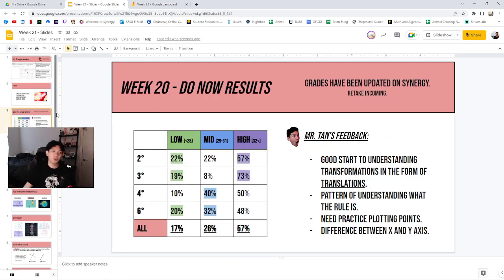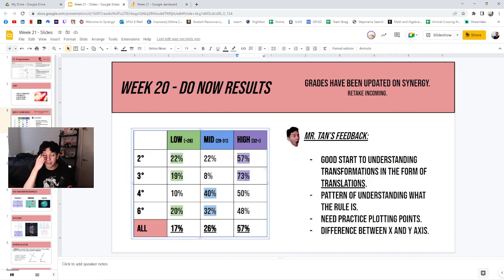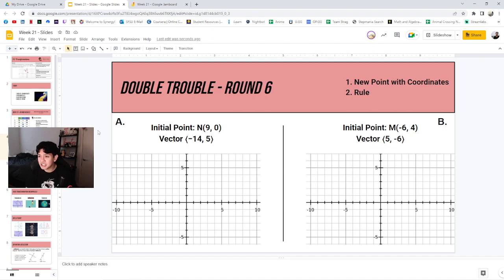Other than that, here were the results for the do now. Feel free to just check this out, but the thing to highlight is we definitely just need to understand more about translations. Great job to third period for killing it. Everyone did really great, but more so, let's definitely focus on what's happening in class. And then I just went over how to go about the double trouble from last Friday. As long as you know how to do a translation from an initial point and apply the vector, which is the rule for it, then you'll be good to go.